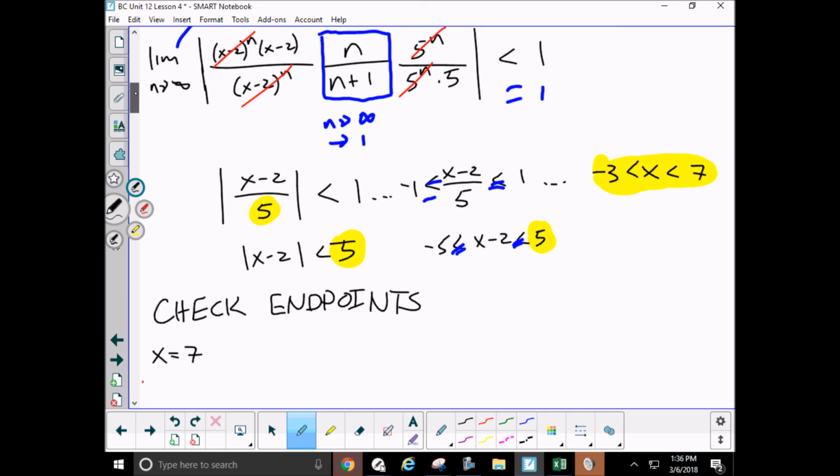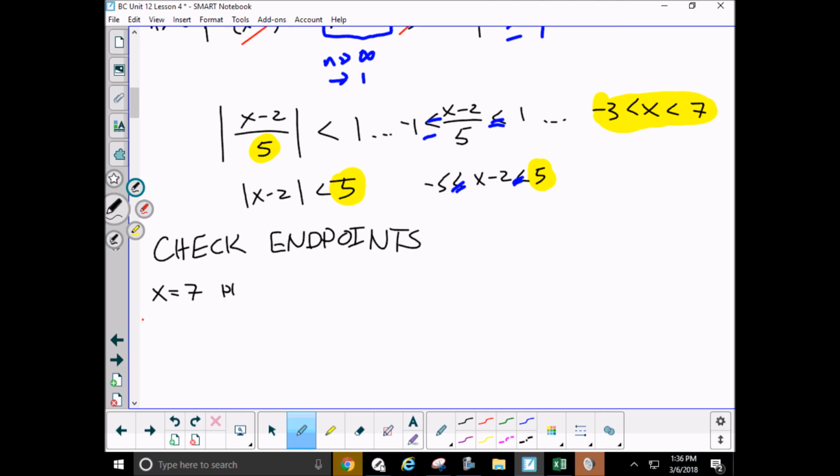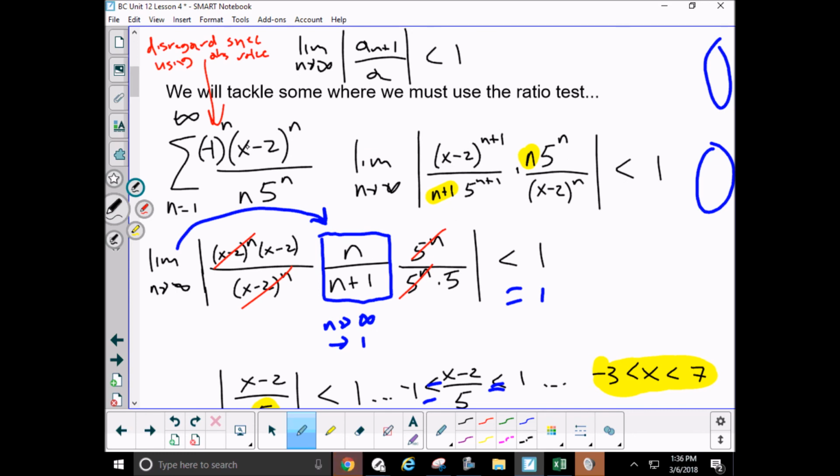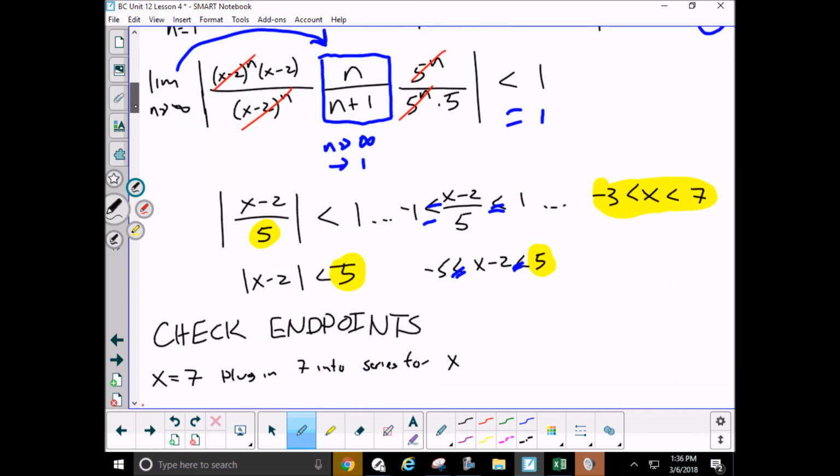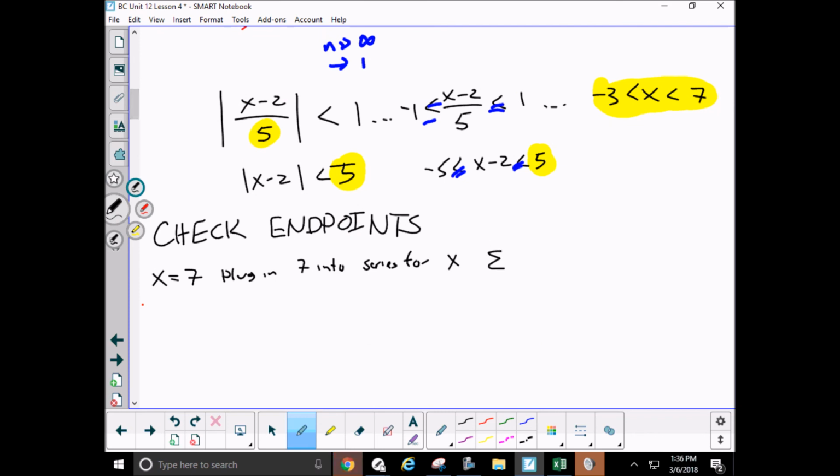When x is 7, we are going to plug in 7 into your series for x. So using the series from above here, you plug in 7 for x, and you rewrite it out. I get the sum, n starts from 1 to infinity, of -1 to the n times 7 minus 2, which is 5 to the n, over n times 5 to the n. Okay? We don't have a power series anymore. We just have a regular series.